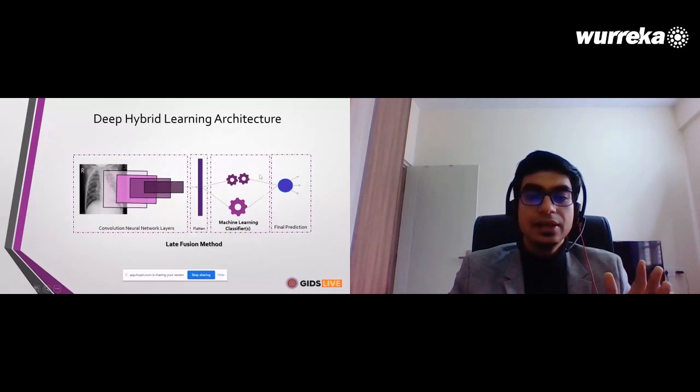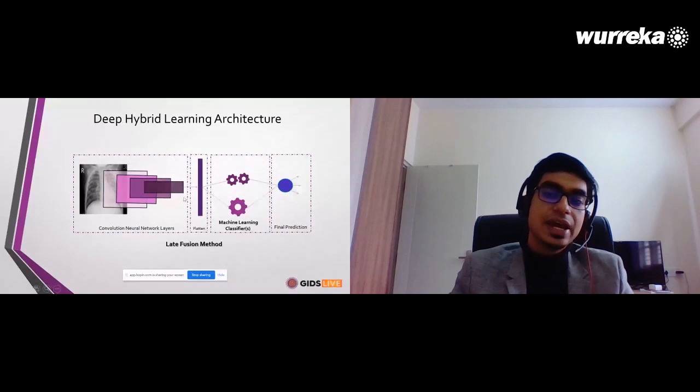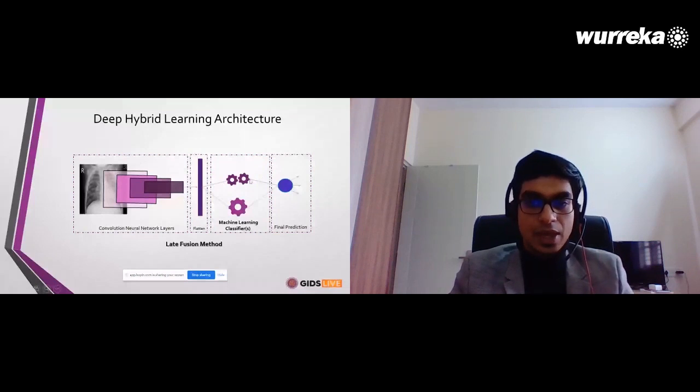Because here the feature extraction is done by the layers of the convolutional neural network. And once the features are extracted, we go for the combination approach, where we are trying to combine it with a machine learning algorithm.